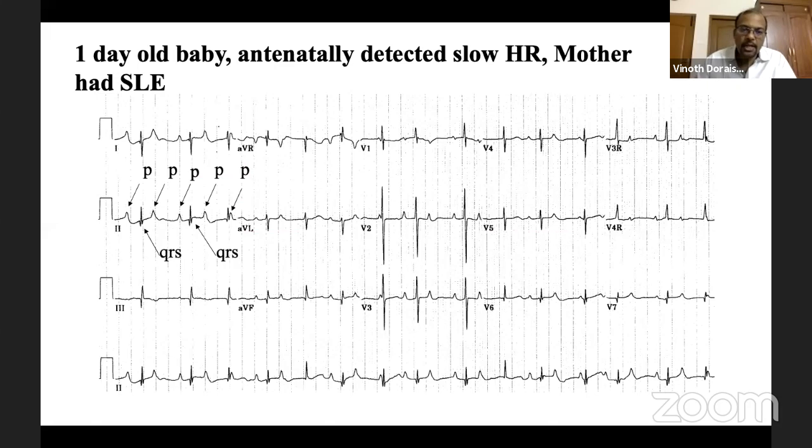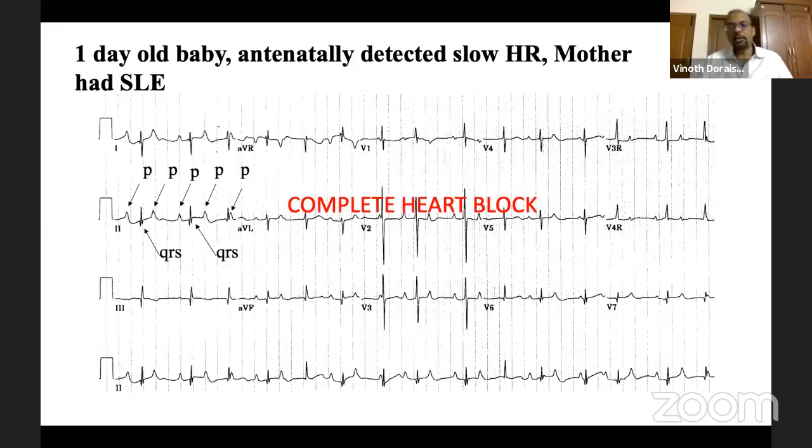Now coming to a 1-day-old baby who is antenatally detected to have a slow heart rate. Mother had SLE. If we see this patient's P wave and QRS complex, we see that the P waves are coming over here, each P wave, and none of the P waves are followed by a QRS complex. Okay, so this is a complete heart block.